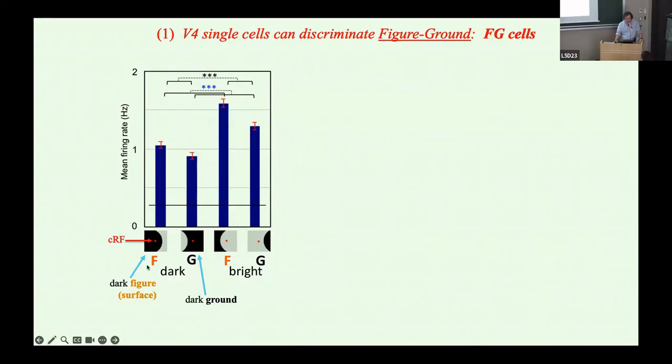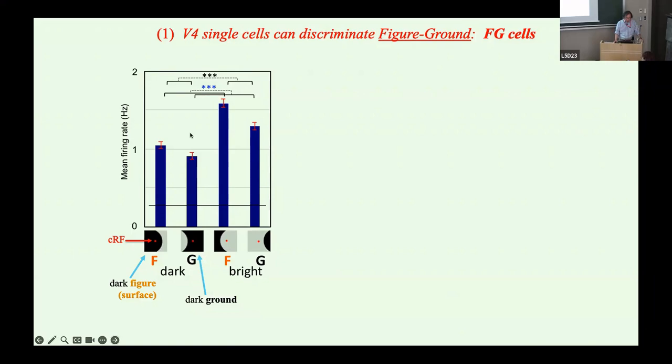This icon indicates the responses to a dark figure, assuming that we see a figure in this black shape. And these small red dots show the receptive field, so the cell is looking at this location. And this icon shows the response to dark ground, because the white region looks like figure and the dark looks like ground. And these are icons for bright figure and ground respectively.